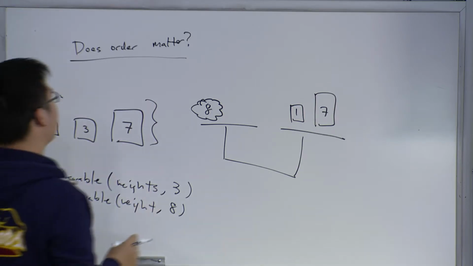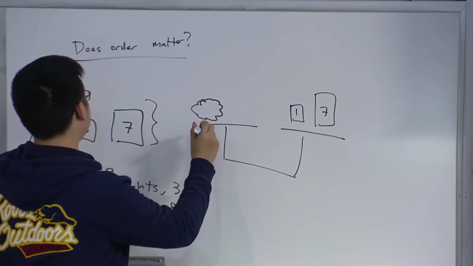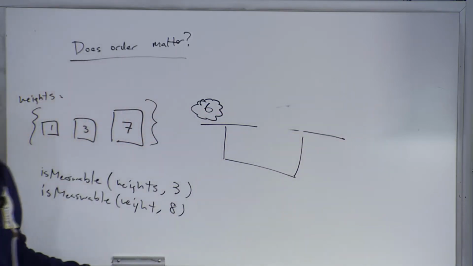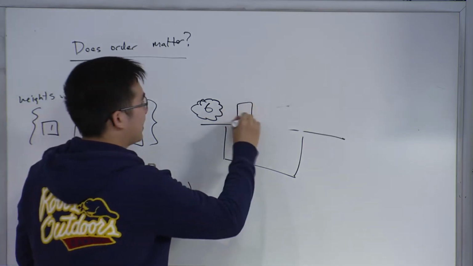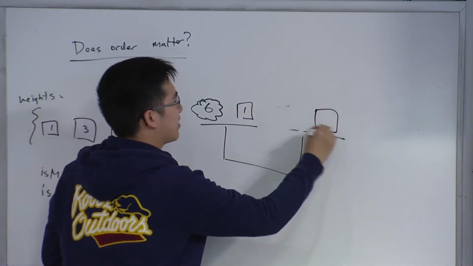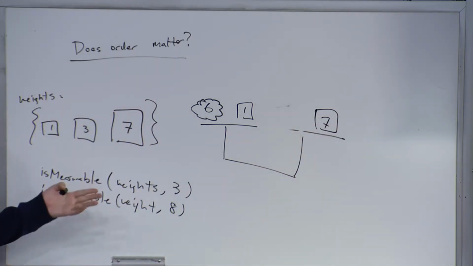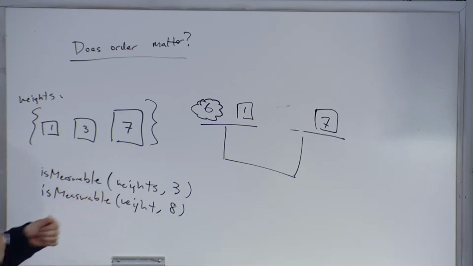Something a little more tricky maybe is, is 6 measurable? How can you measure 6? Yeah, 7 on the right, and then you put the 1 on the left. So don't forget you can put them on either side. So you can put it like this, and you'll see that it's measurable. Now, that's tricky.